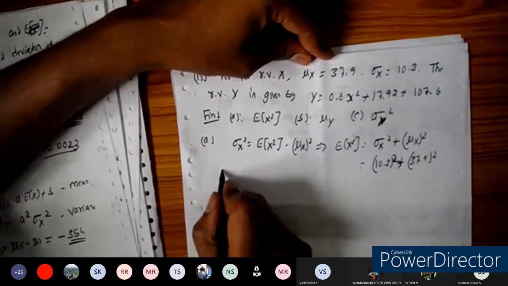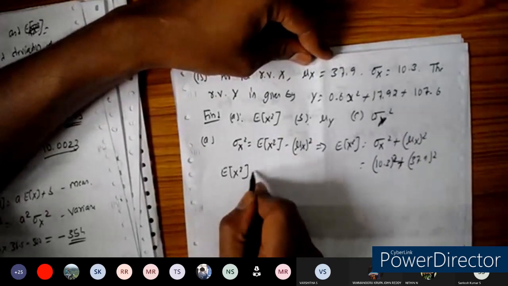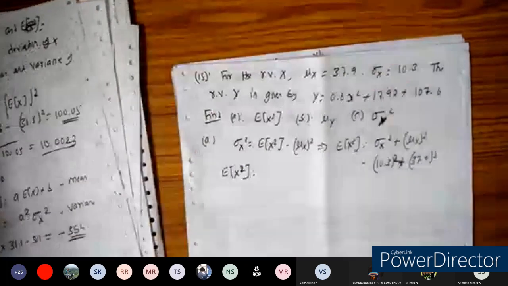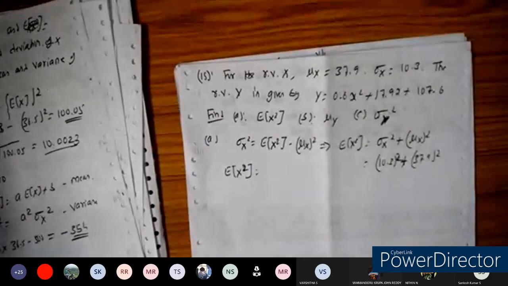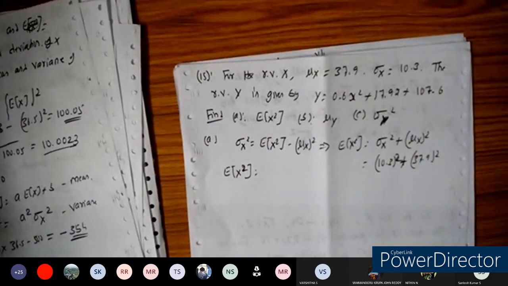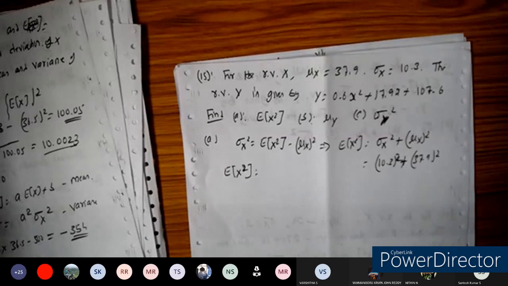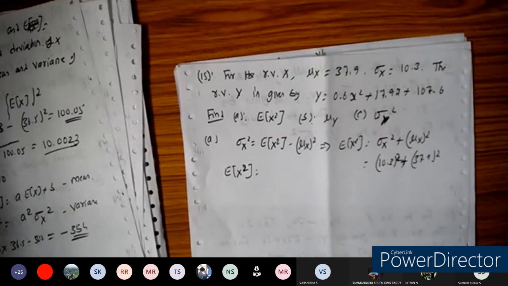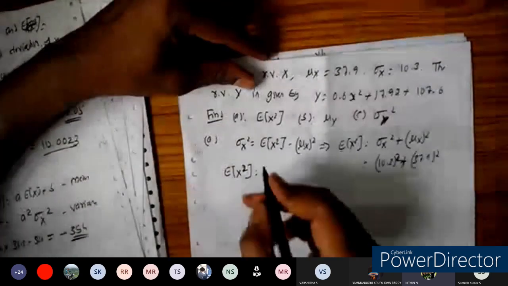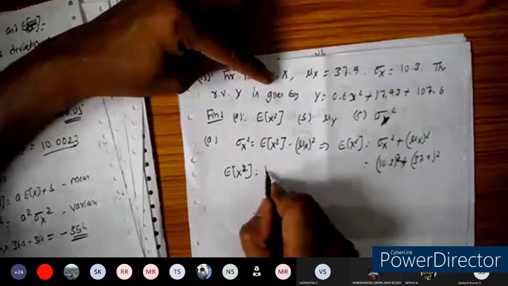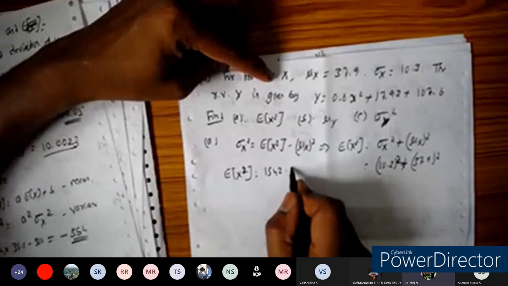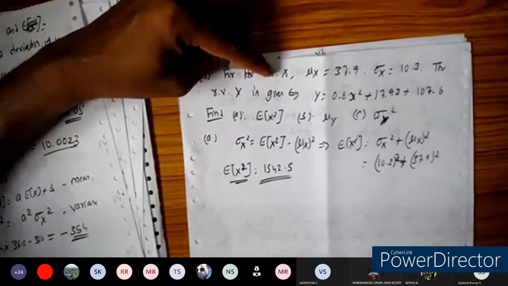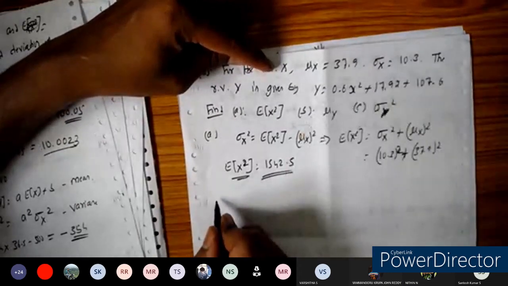So how much will you get here? Expected value of x square. So how much will you get? When you are solving the problem, do the calculation here itself, so that 50% of your learning will be completed here only in the class. 1542.5, sir. 1542.5. Very good, excellent.